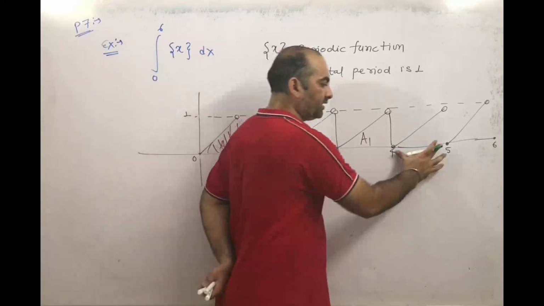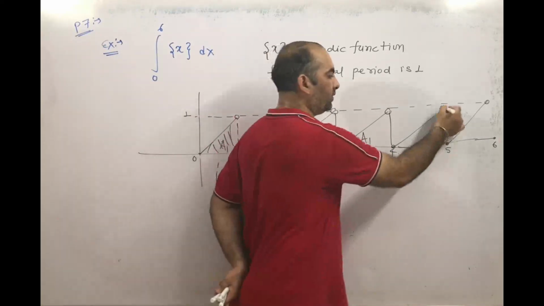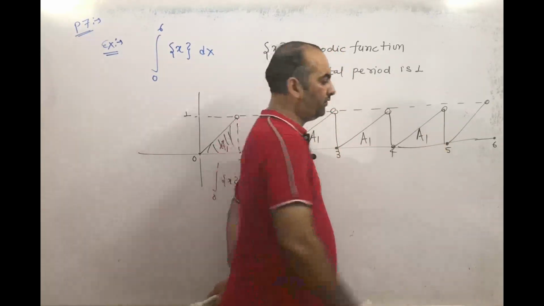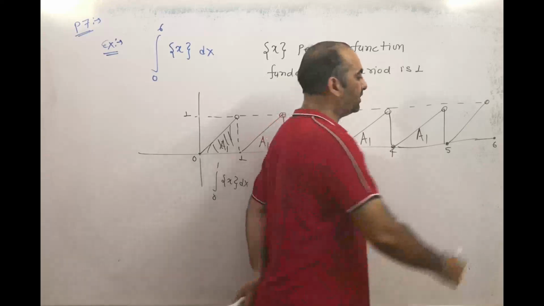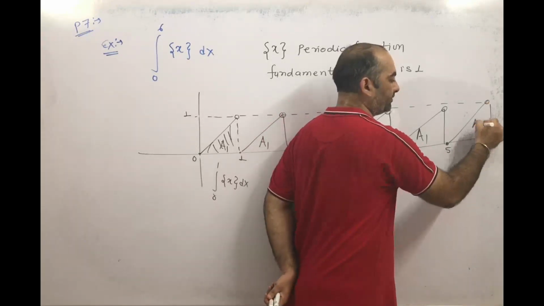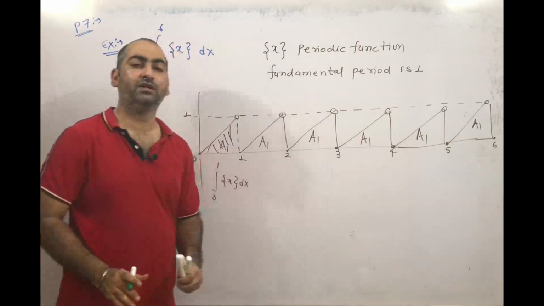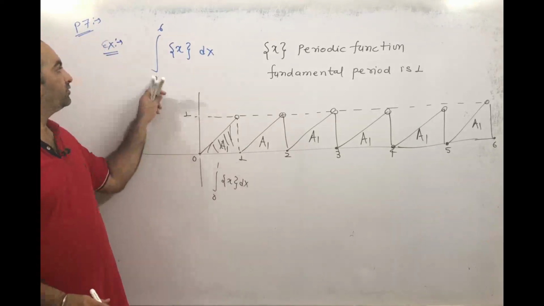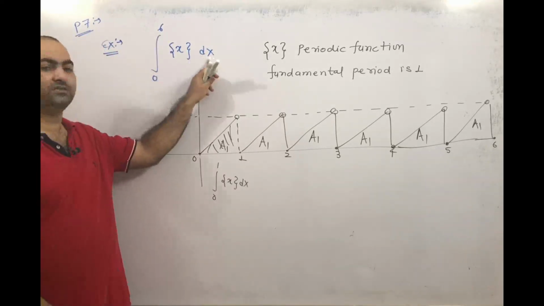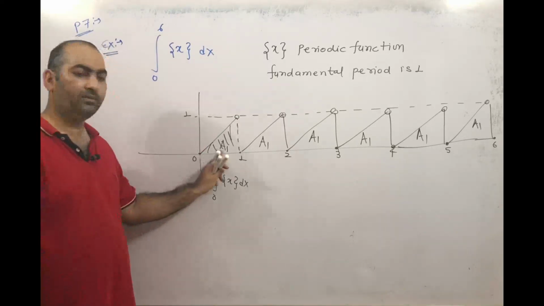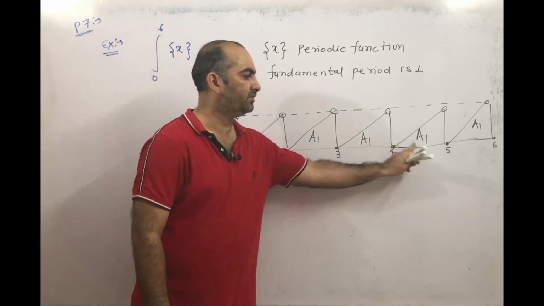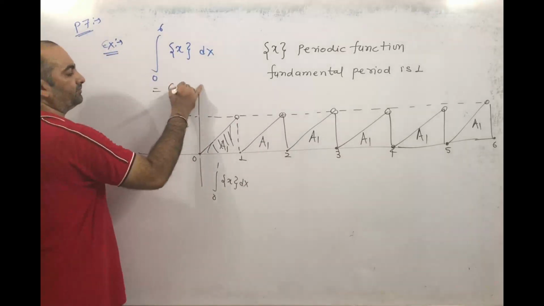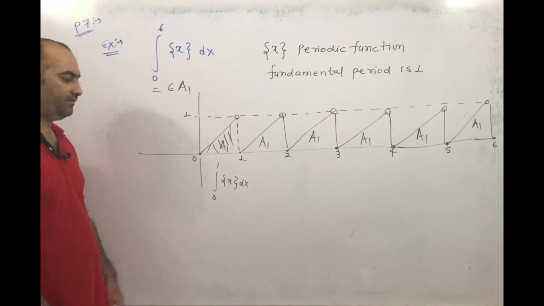Similarly this width is 1 and height is also 1, so the area is A1. And similarly here also width is 1 and height is 1, so this area also is A1. We know integration is algebraic area. So here 0 to 6 fractional part of x dx is the sum of areas A1 plus A1 plus A1 plus A1 plus A1 plus A1. So what will come here? 6 times A1 will come.